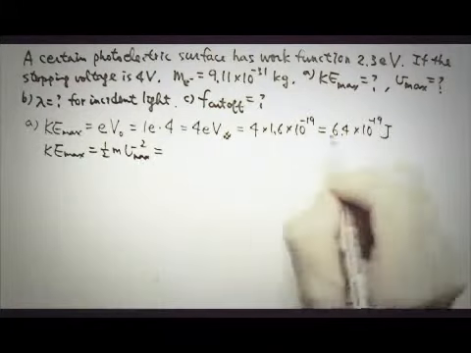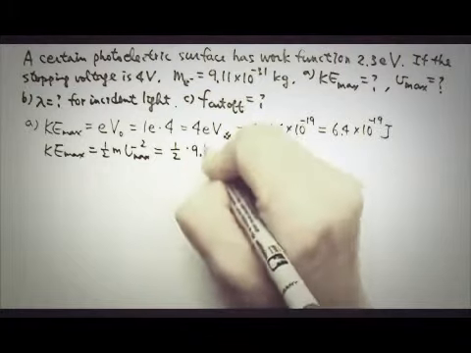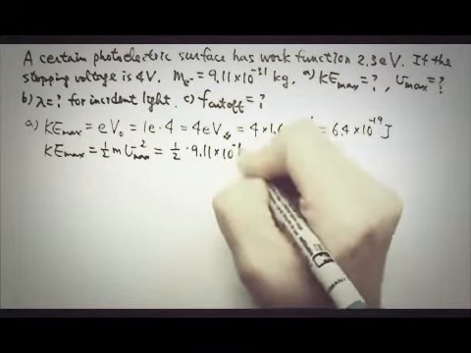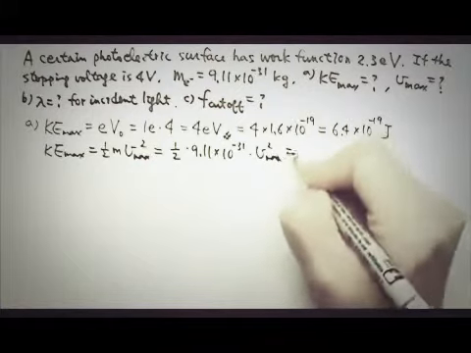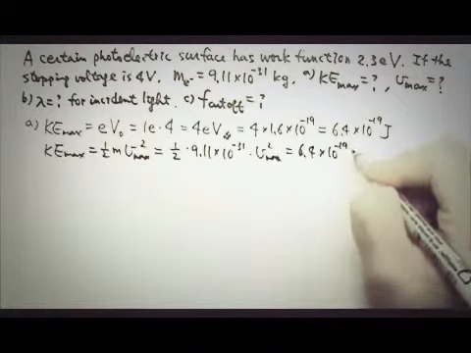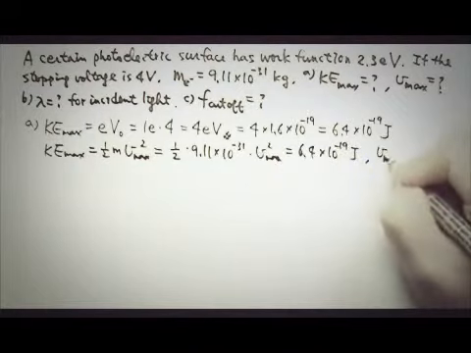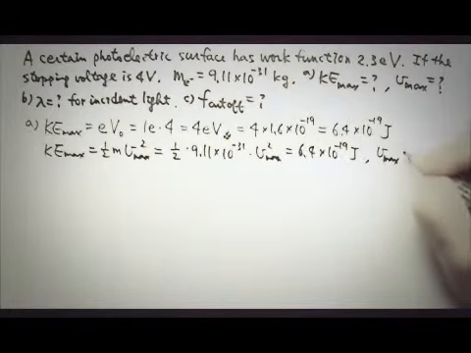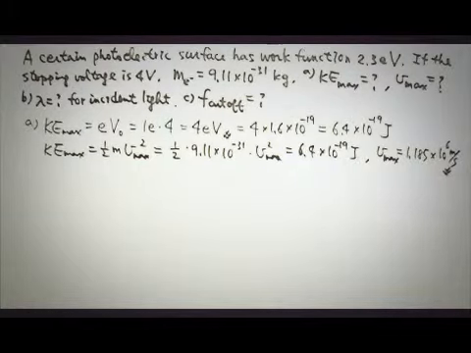So if I make this equal to that, let's see, 1/2, the mass is 9.11 times 10 to the negative 31st times v squared. This equals 6.4 times 10 to the negative 19th joules. So solve for v, and we'll get the maximum speed to be 1.185 times 10 to the 6 meters per second. And that's the maximum speed.